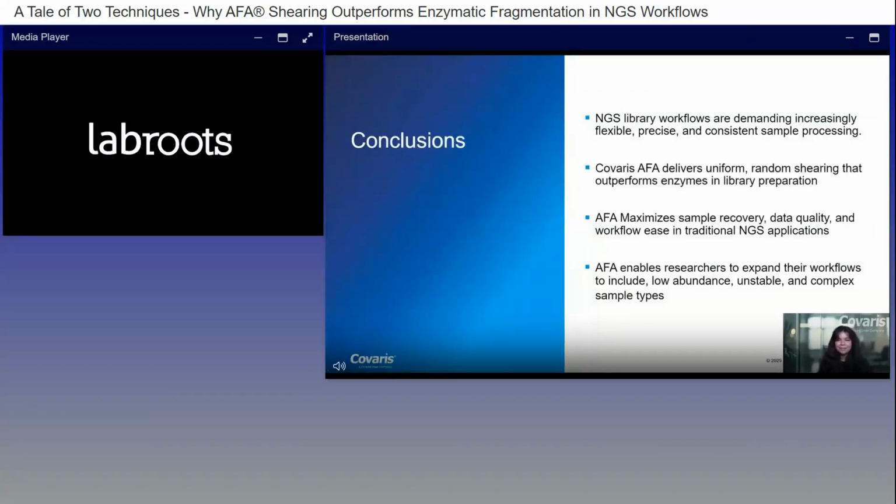And with that, I'm going to leave you with a couple of conclusions. So NGS library workflows are demanding increasingly flexible, precise, and consistent sample processing. And hopefully today I've been able to show you that Covaris AFA delivers uniform random shearing that outperforms enzymes in library preparation. I've also shown you that AFA maximizes sample recovery, data quality, and workflow ease in traditional NGS applications, as well as enabling researchers to expand their workflows, including low abundance, unstable, and complex sample types.